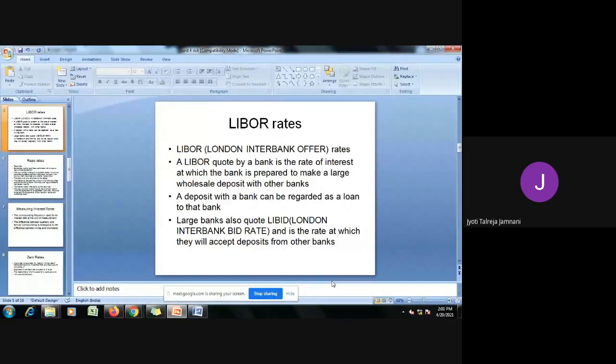A LIBOR quote by a bank is the rate of interest at which the bank is prepared to make a large wholesale deposit with other banks. Here, one bank is ready to give a loan to the other bank. So this LIBOR rate works in that particular condition. A deposit with a bank can be regarded as a loan to the bank. So suppose SBI is depositing money with Union Bank. When SBI is giving money to Union Bank as deposits, it is treated as a loan. SBI is giving a loan to Union Bank.